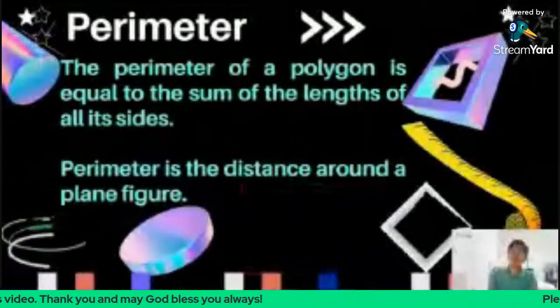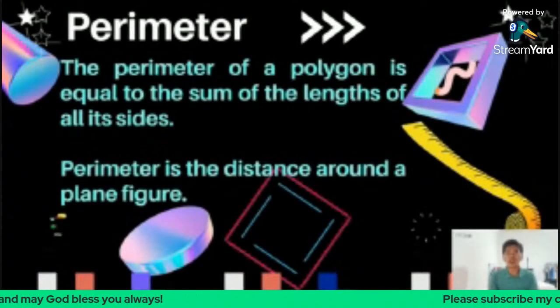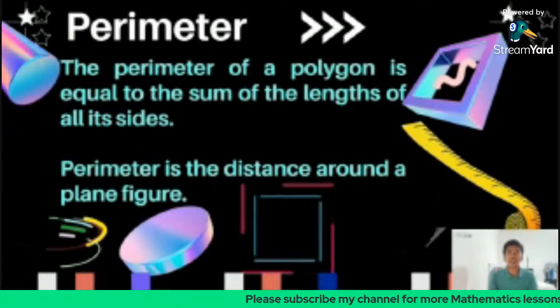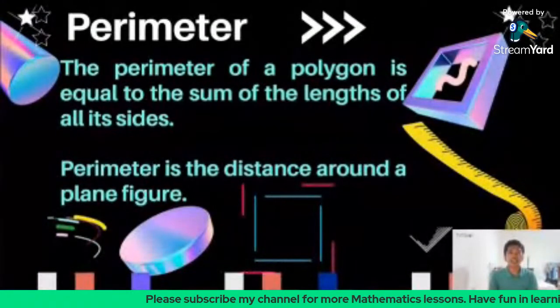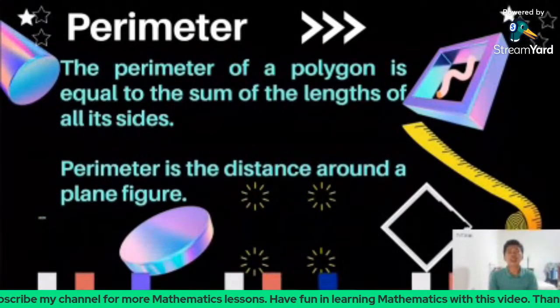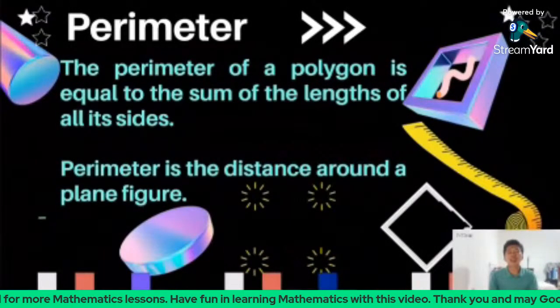The perimeter of a polygon is equal to the sum of the lengths of all its sides. Perimeter is the distance around a plane figure. First, we have the perimeter of a triangle.